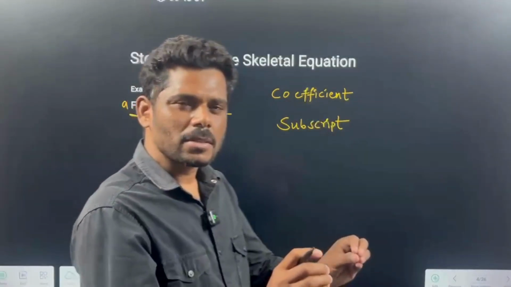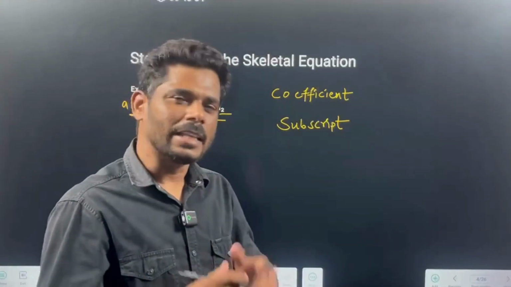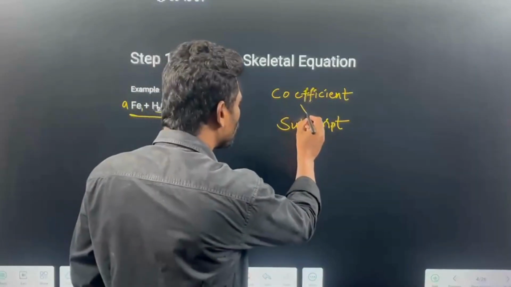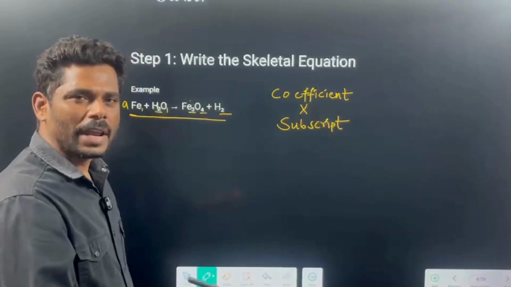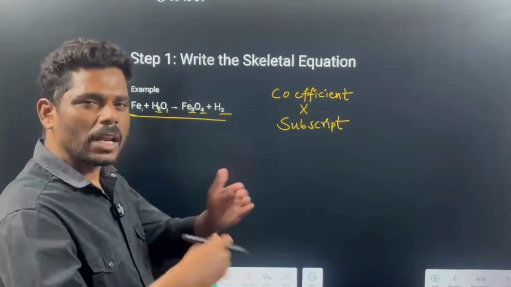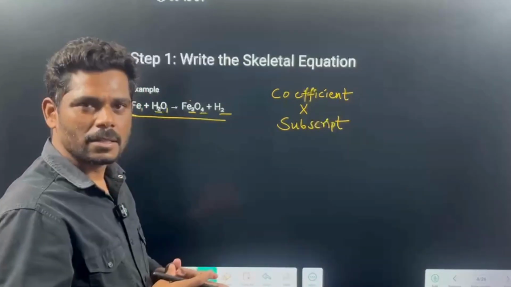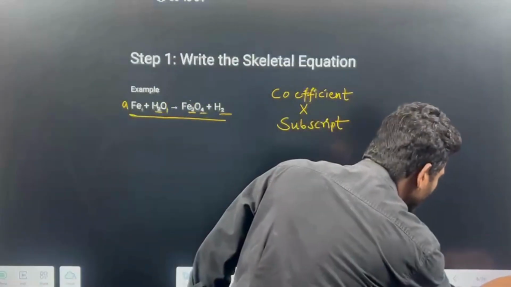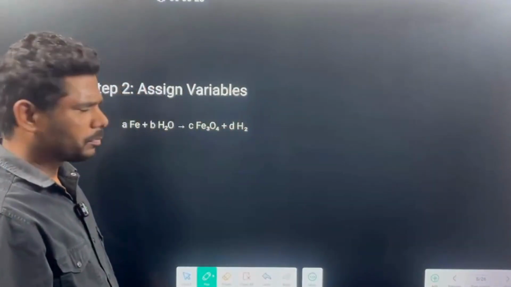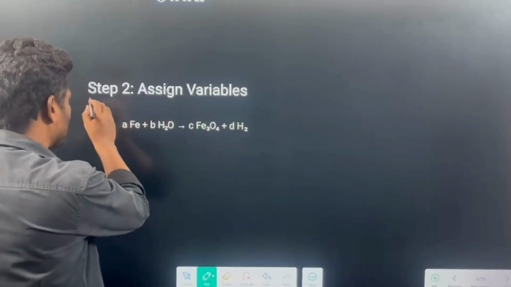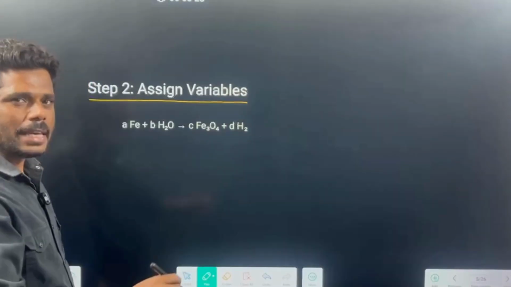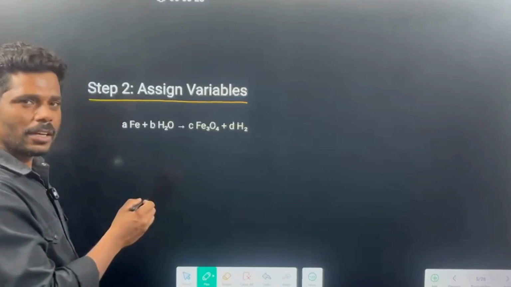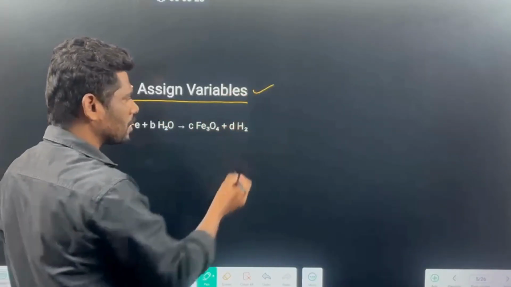To count the number of atoms in any equation, either reactant side or product side, we usually multiply the coefficient with the subscript for a given atom, which will give you the total number of atoms of that particular element. Now, using the same concept, we are going to balance the equations with simple algebra. The first step, which we have already followed, is we wrote the skeletal equation. Now see here, to balance the equation, we are assigning the variables.